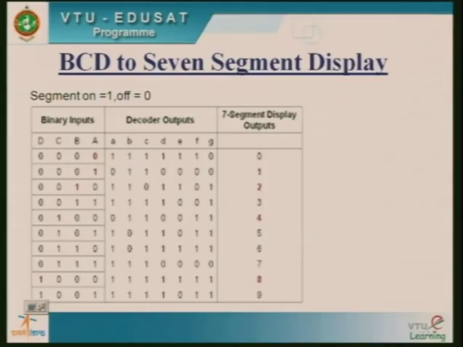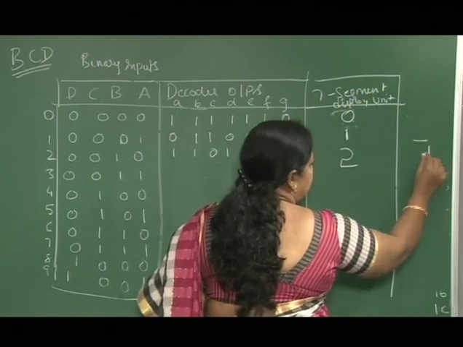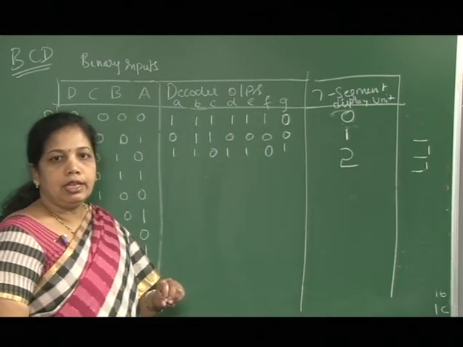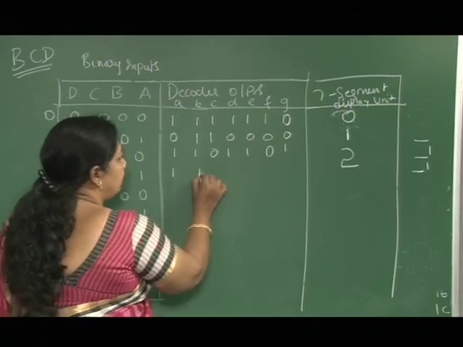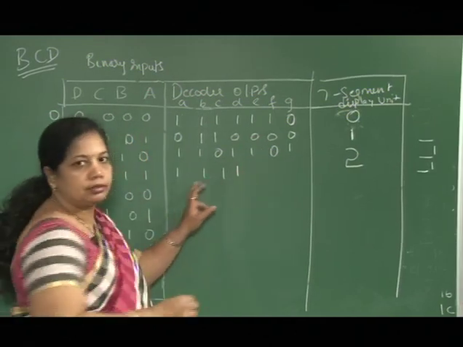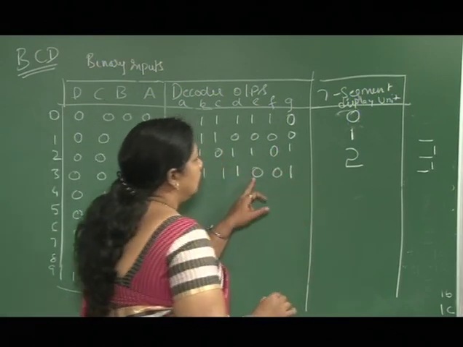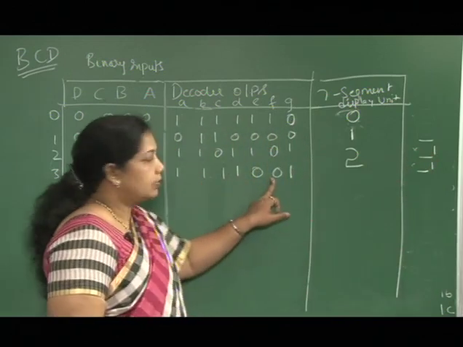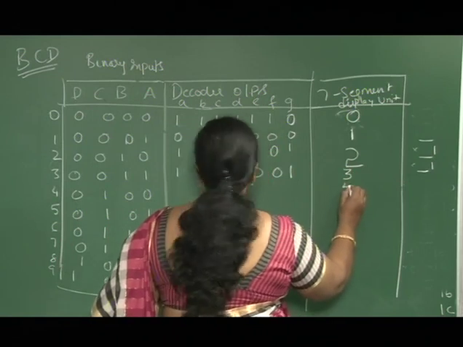So next, 3. For 3 it is once again like this. How am I going to write the pattern for 3? For 3 it is 1, 1, 1, 1 and 0, 0, 1. So particularly E and F are off here. This is for 3.